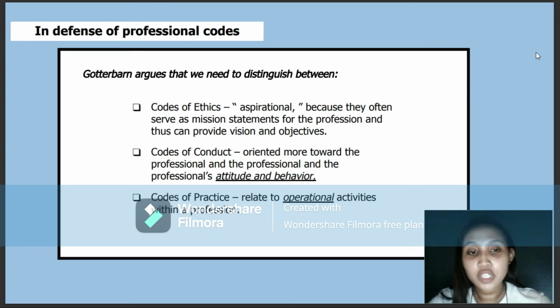So, an example of codes of practice: All employees will follow safe practices and safety rules, contribute to safe work practices, and report safety violations and unsafe work conditions.